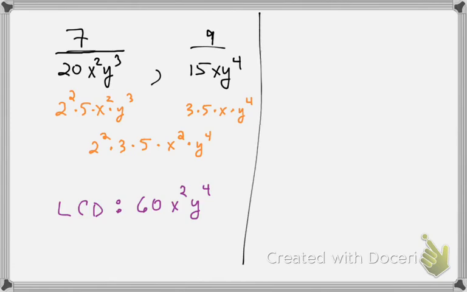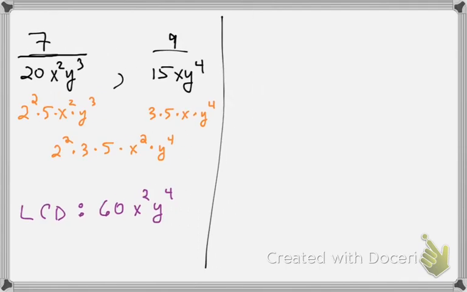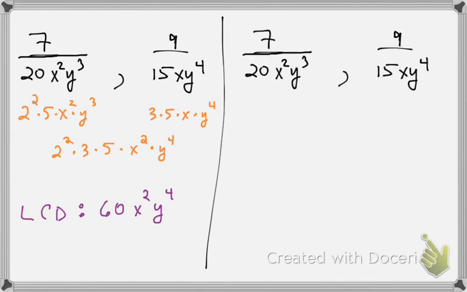Okay, once we identify the LCD, what we're going to do is unreduce so that we can write our fractions with the common denominator. So, tell me, what was my first fraction missing?